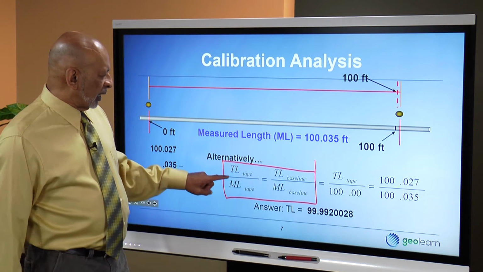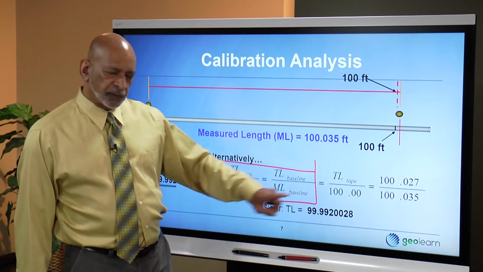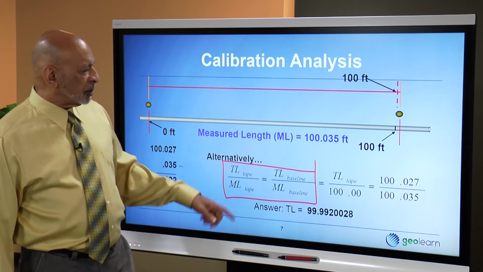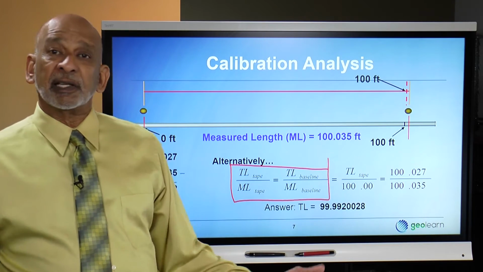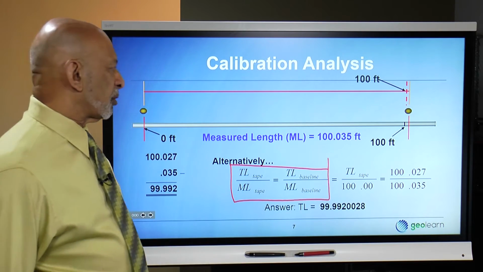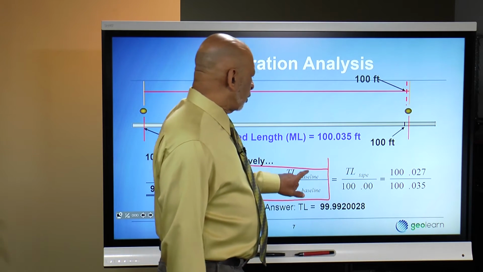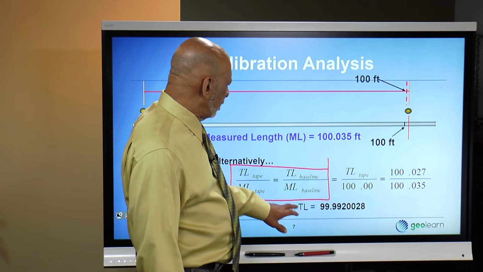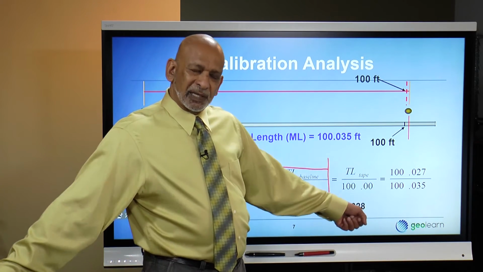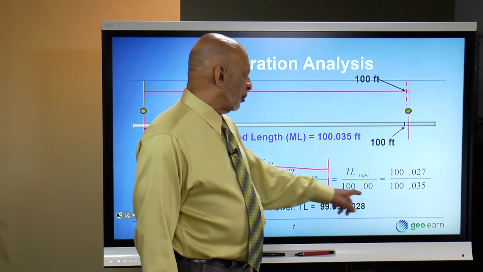And so for the true length of the tape, we leave it as that because that's what we're solving for. The measured length of the tape is what we read on the tape when we measure out a full 100 feet, and that is 100.00 feet. So that's why we have 100.00 here. The true length of the baseline is the data we were given, which is 100.027. The measured length on that baseline when we extended the tape between the 2 points was 100.035.